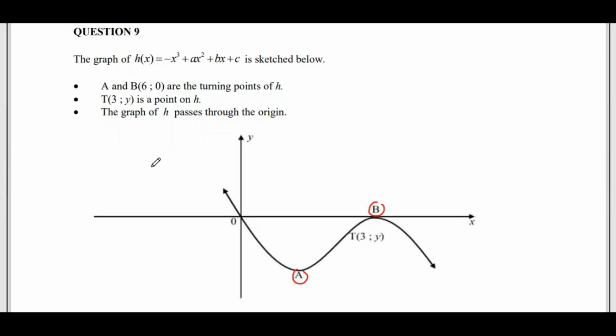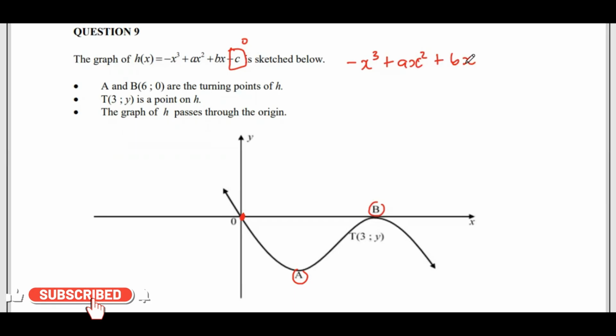Then we know that since the graph is passing through the origin, C is going to fall out, since C is going to be 0. So we're only going to be having negative x cubed plus ax squared plus bx. If I use this point first, and then I substitute.